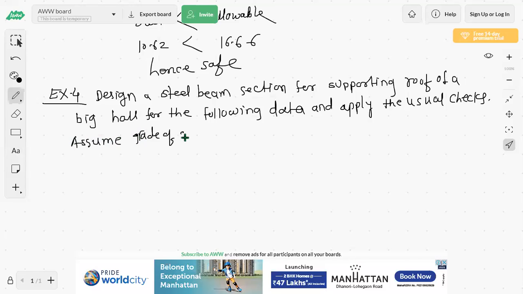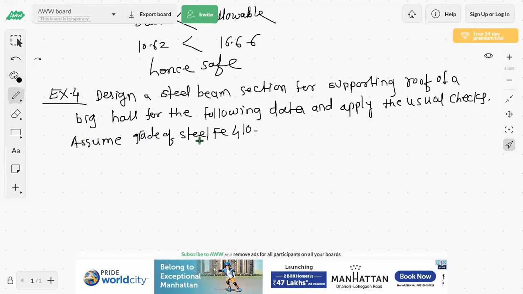grade of steel Fe410. This is given for Fy is equal to 250. For Fe410 steel, Fy is equal to 250. For that purpose they have given. So this is the beam given.